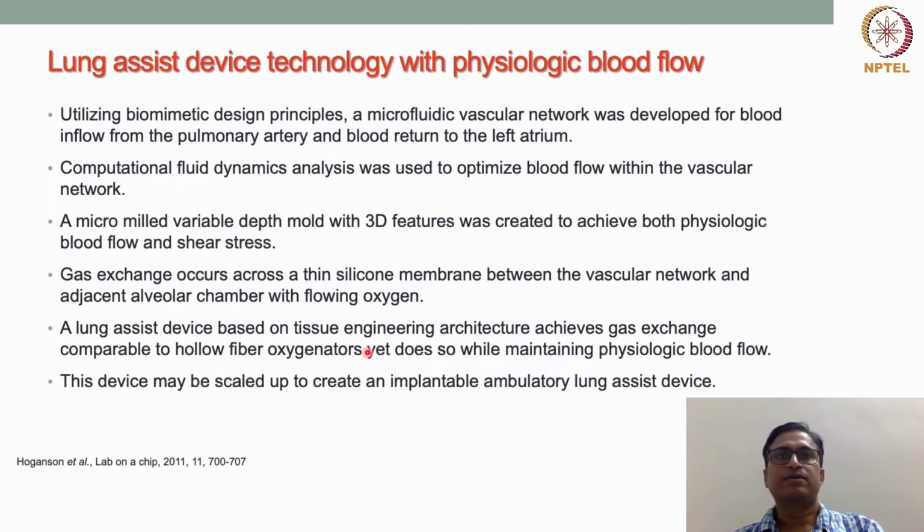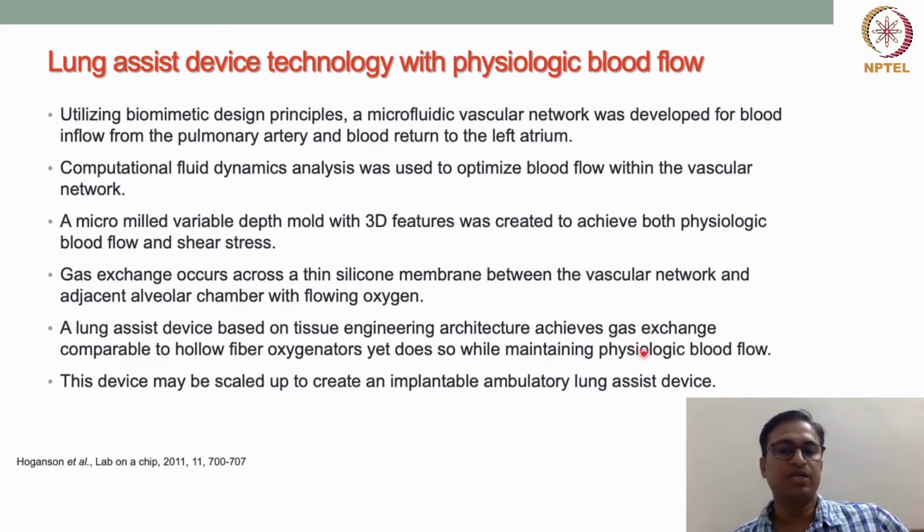physiological gaseous exchange can happen, right? Typically, hollow fiber oxygenators are used to oxygenate the blood of people with almost end stage lung diseases, where lung assist devices are basically used. They have found that their device can function similar to this hollow fiber oxygenator, but they can maintain a physiological blood flow.